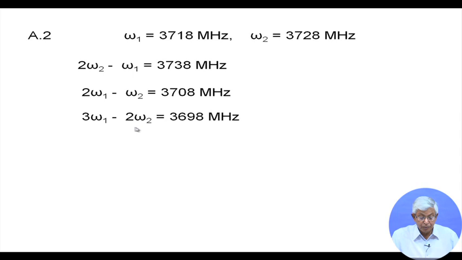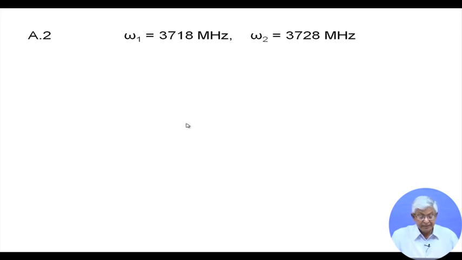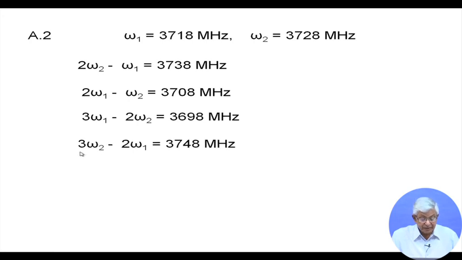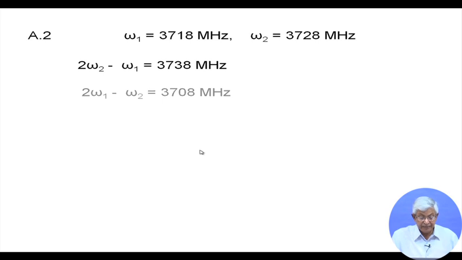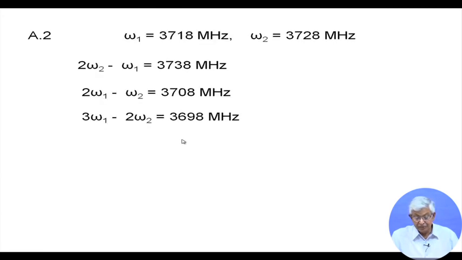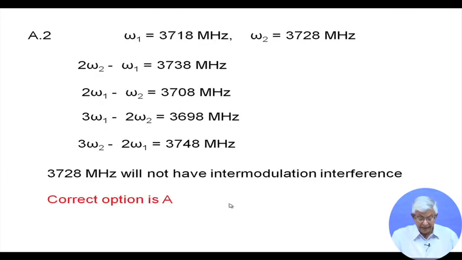3 omega 1 minus 2 omega 2 is one of the 5th order intermods, 3698. Let us see, 3698 is also there in B. So, that is also ruled out. The last one is 3 omega 2 minus 2 omega 1, which is 3748, and 3748 is not there here, and something like 3728 is there. So, on 3728, which is one of the fundamentals, the intermod product is not falling. So, the answer is A. Let us see the third question.